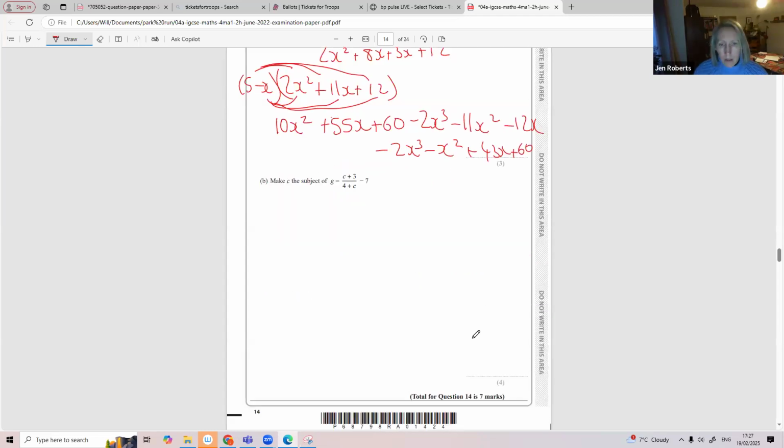Make C the subject. No, yes, sorry, make C the subject. It is C, not G. Add 7 to both sides first.